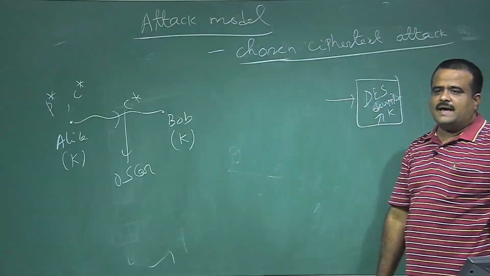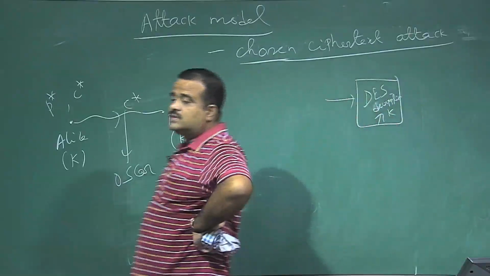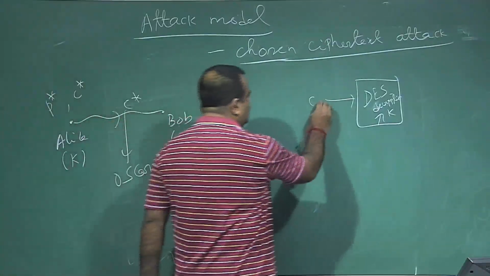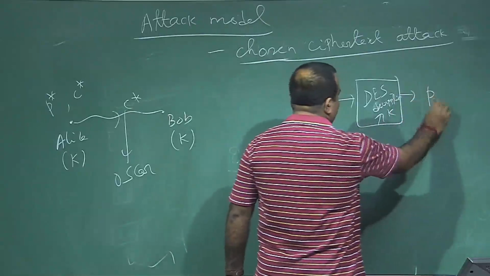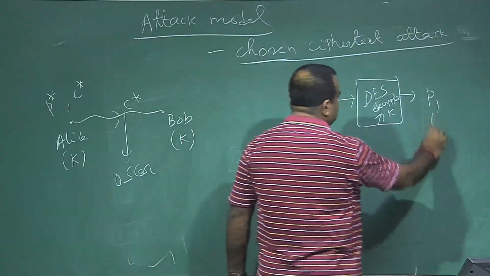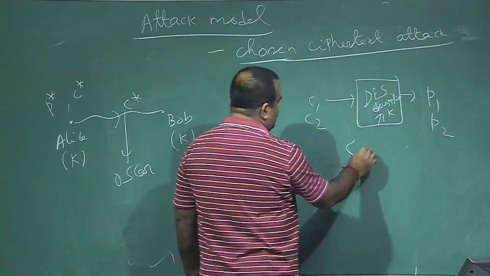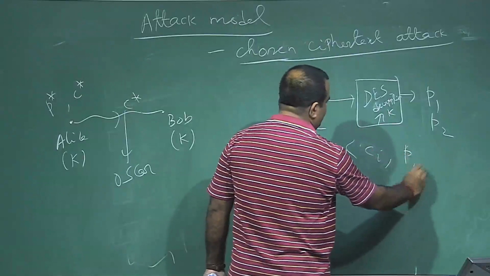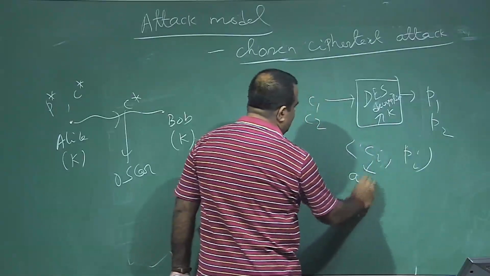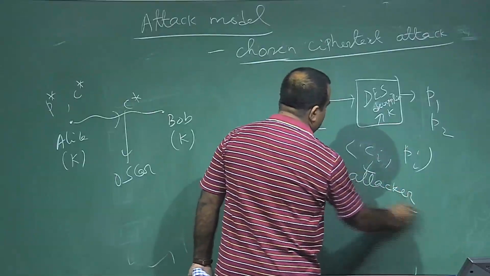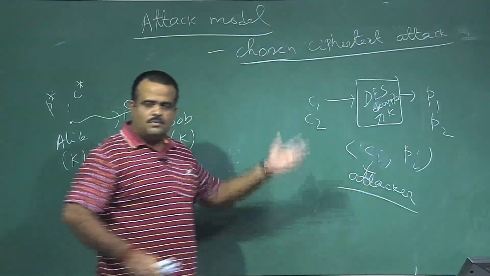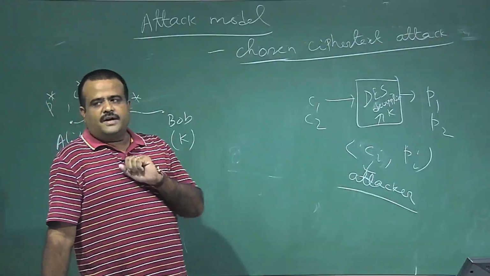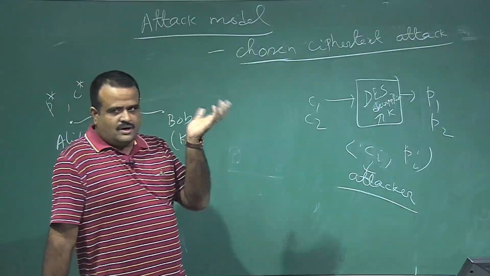So, we are giving temporary access to this decryption machinery to the attacker, so that the attacker can choose a ciphertext C1 and get the corresponding plain text P1. The attacker can choose another ciphertext C2, like this. So, the attacker can generate these Ci, Pi pairs, chosen by the attacker. Then we remove this access from the attacker.